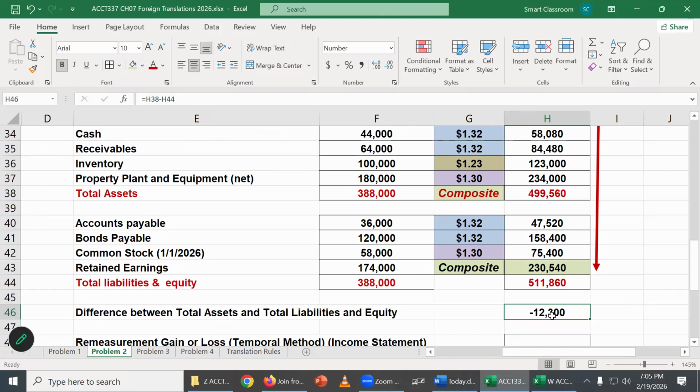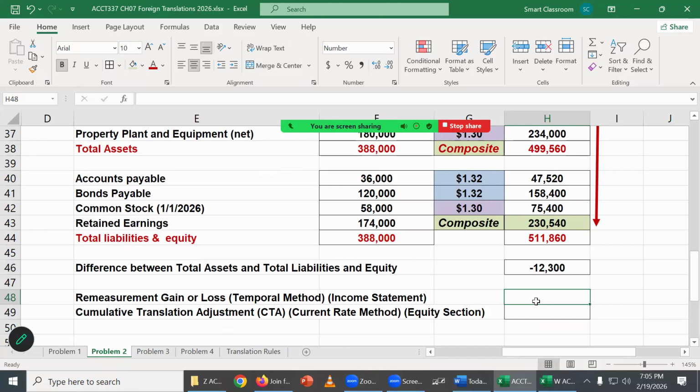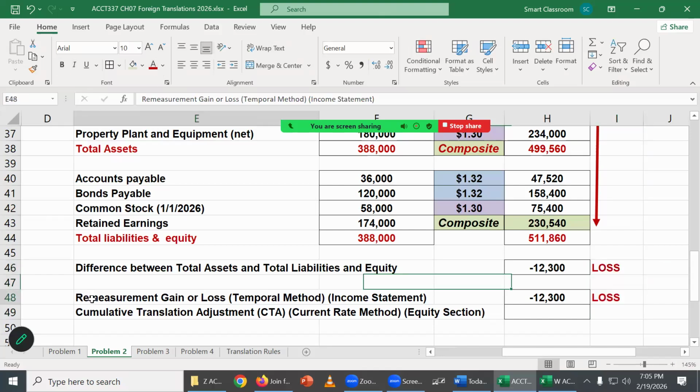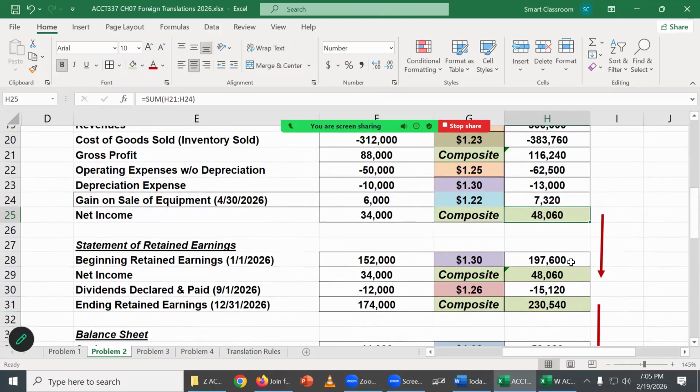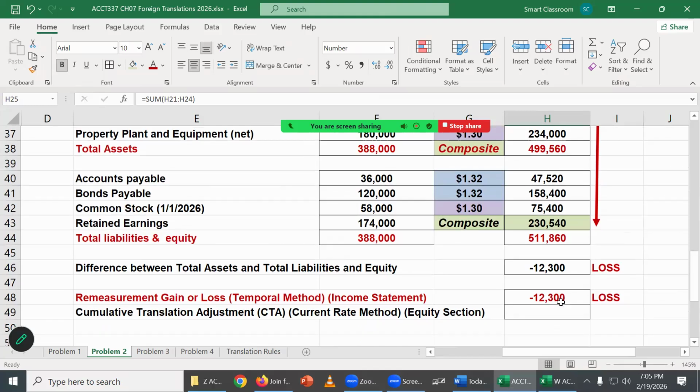Now this will actually go on. Oh, I didn't write what it is. It's a loss. This will actually go on the income statement. So even though we have our income statement, we have a little bit more income here. We have 48,000. We are going to have to subtract out 12,300 from that. So our income is actually going to be less overall because this will actually hit the income statement.